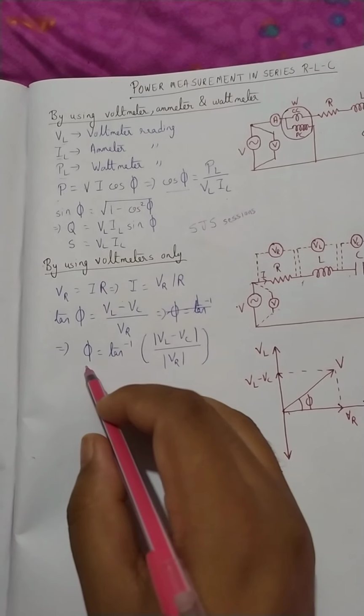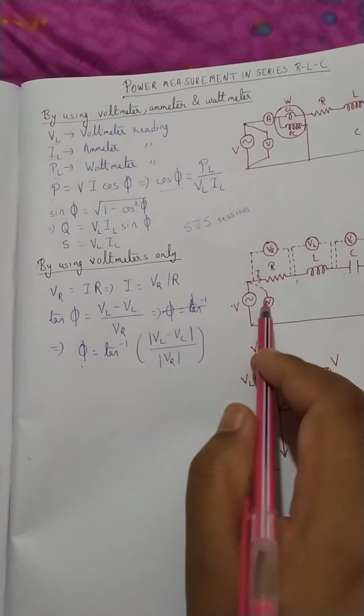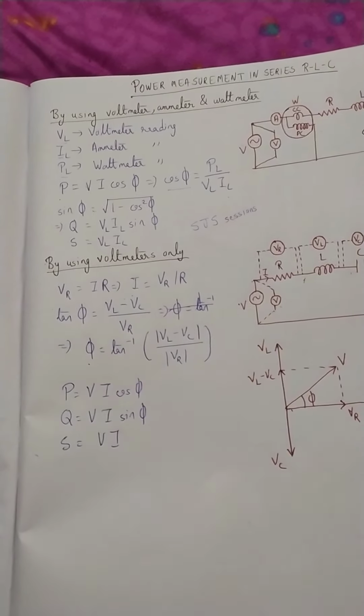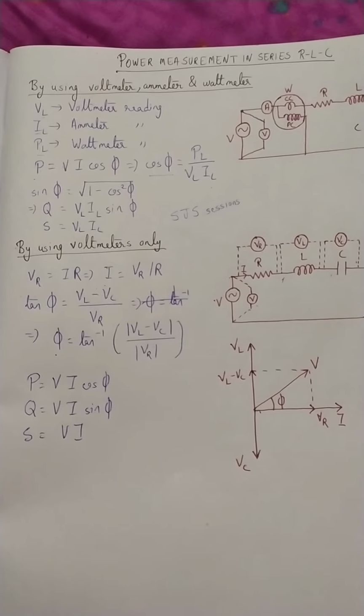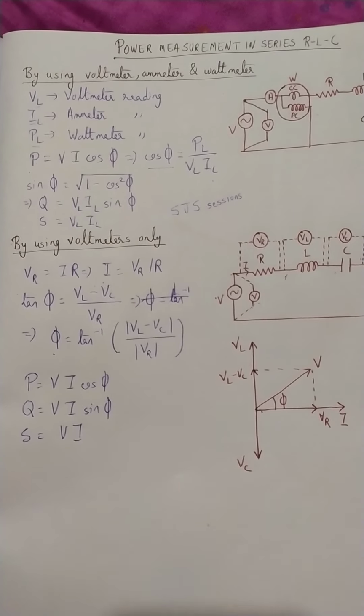Now once we are getting phi, we have I, and we know V, so what would be the active power? P would be VI cos phi, Q will be VI sin phi, and S will be VI. So we can find out the power by using voltmeter only. Now comes the question: from the phasor diagram we have it, so how would we correlate the things, how will we draw the phasor diagram accurately so that we can calculate the result from it?